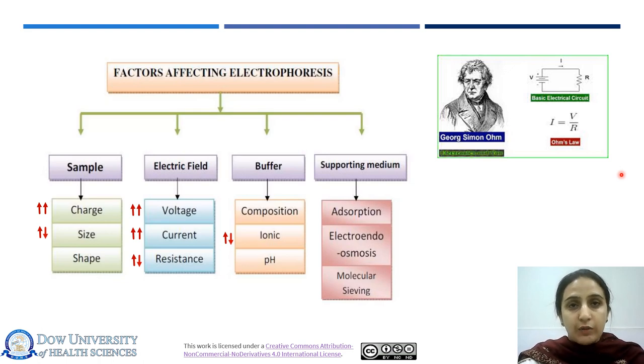increased. However, as there is an inverse relationship between the resistance and the current, if the resistance is increased, the mobility would be decreased. And also, if the resistance is increased, heat is also generated. And once the heat is generated, too much heat affects not only the mobility of the molecule, but it also affects the resolution of the discrete zones or the bands that you observe on the gel.